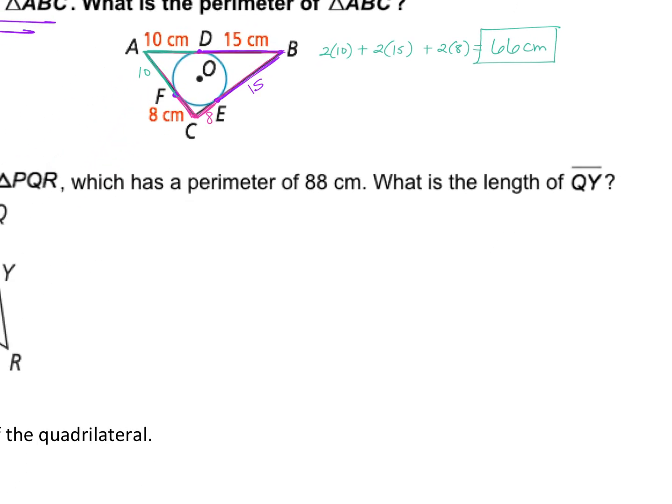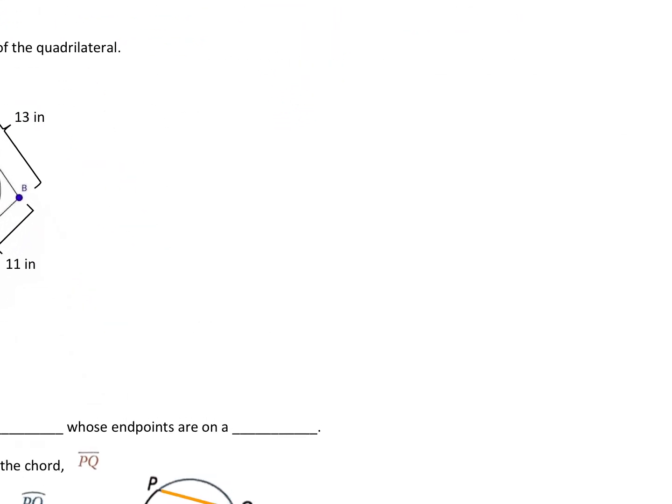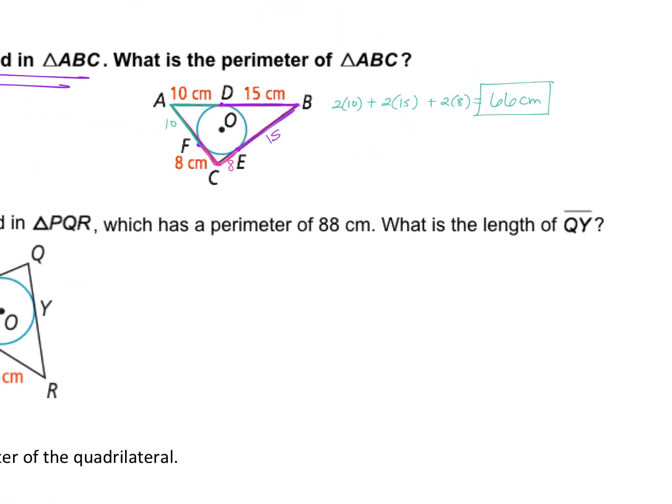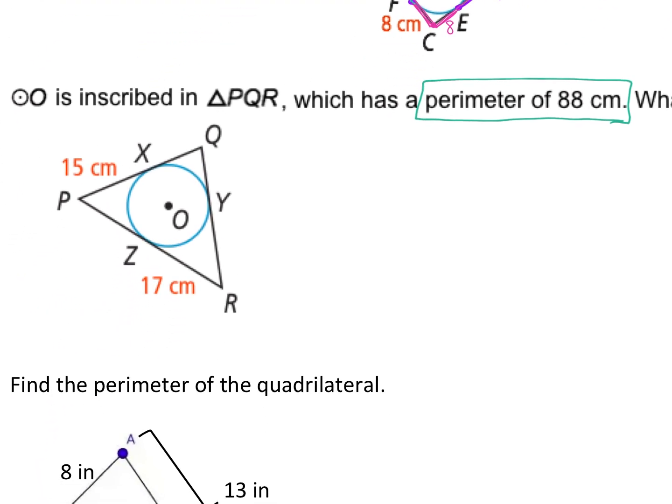Okay, so look at this next one. This one's a little bit different because now they're going to tell you the perimeter. But they don't tell you the length of every side. So what they're looking for is the length of QY here. Let's just call this X. QY is a length of X. The perimeter is 88.